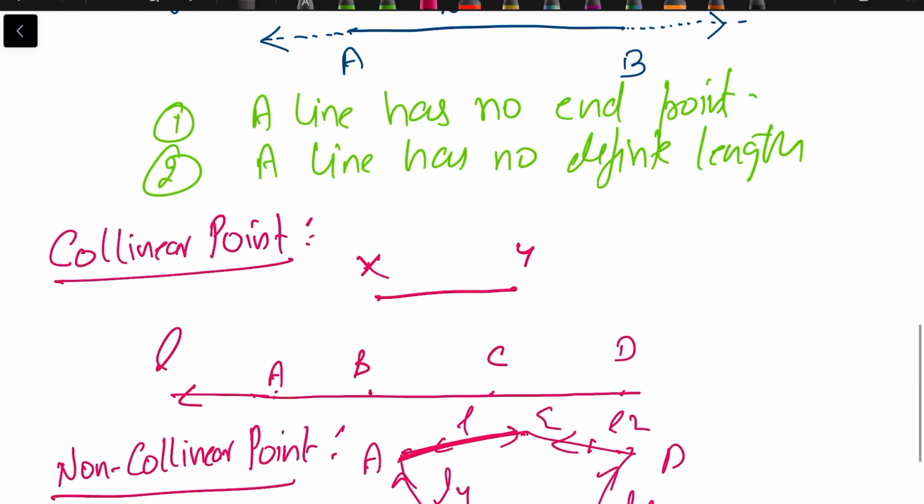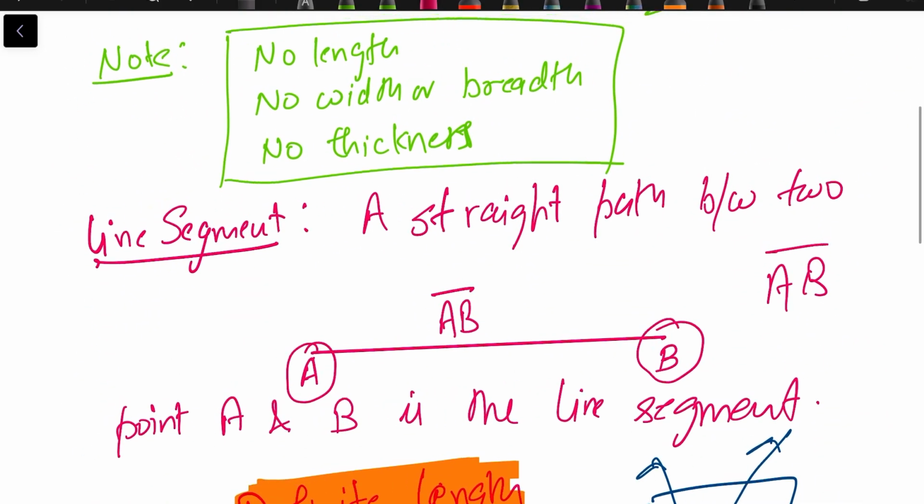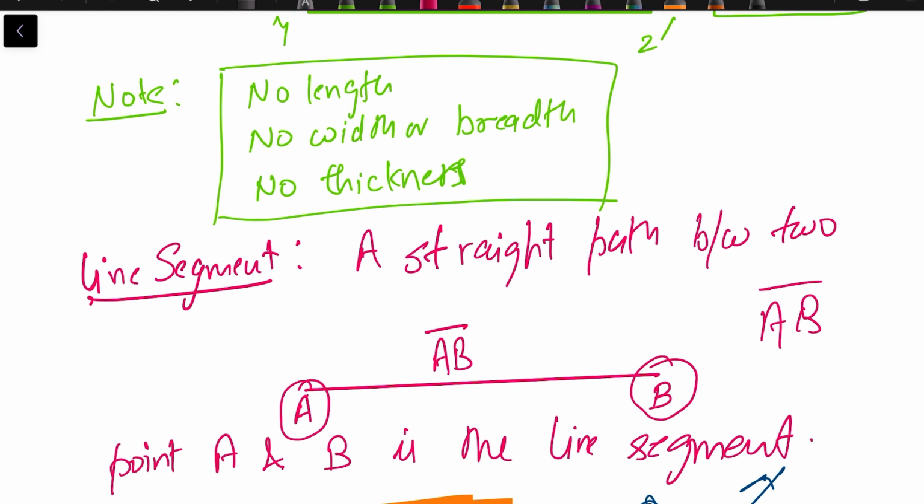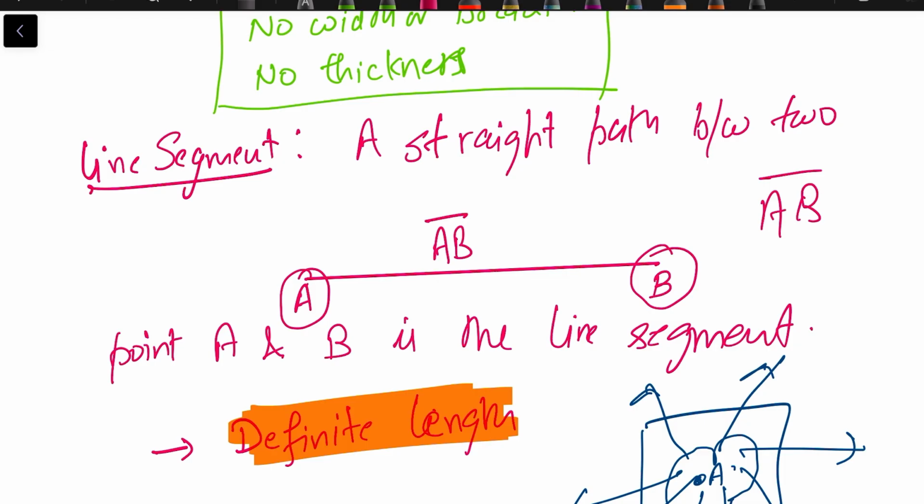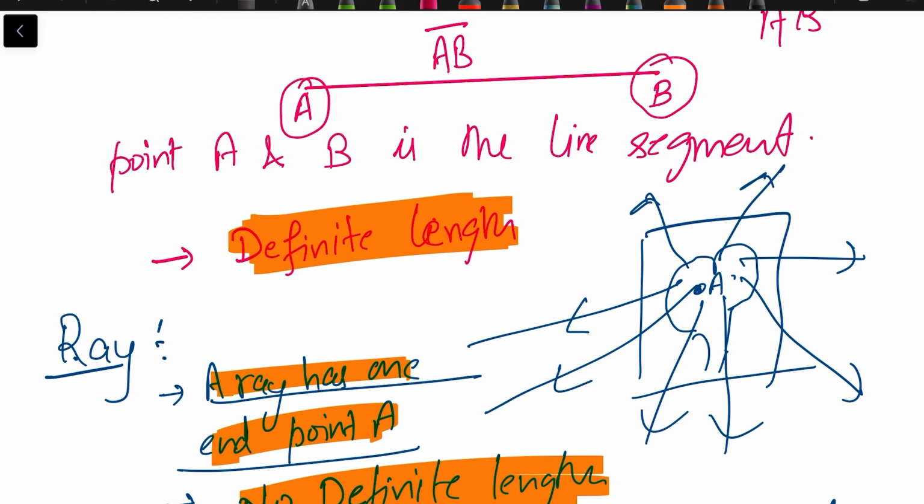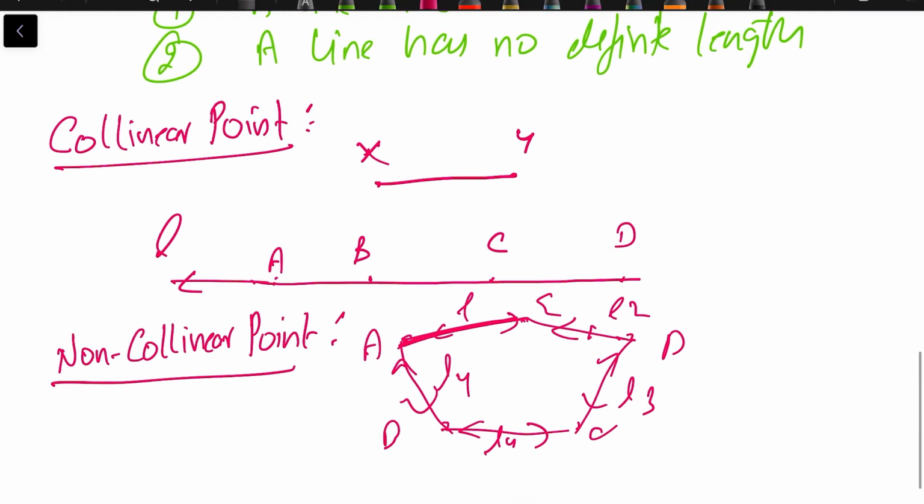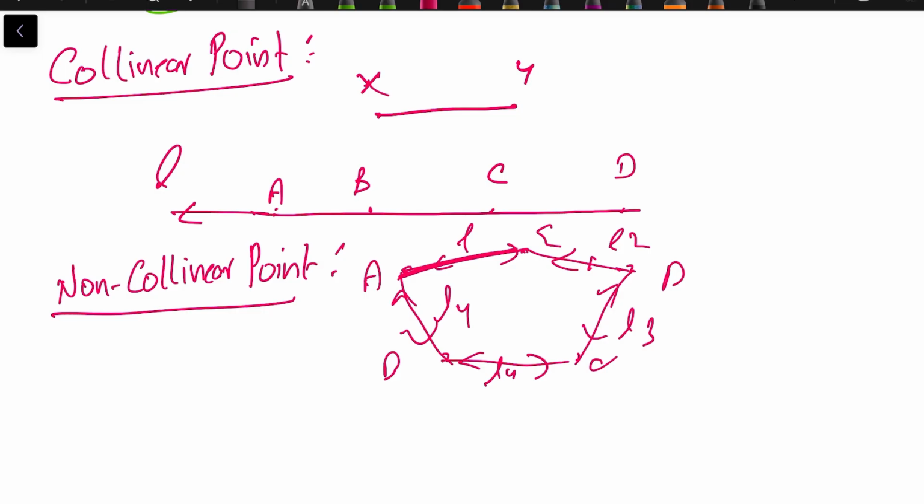So let's recap what we discussed. First we discussed what a point is, that a point has no length, no width, no breadth, and no thickness. A line segment has a fixed definite length, like A and B. A ray is fixed at one point, and at the other it has no definite length. A line is A and B, but we can extend it to infinity. Then we discussed collinear and non-collinear points.